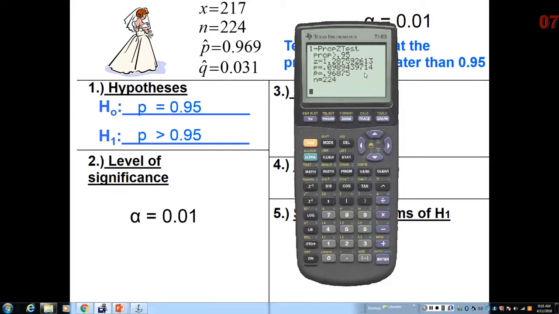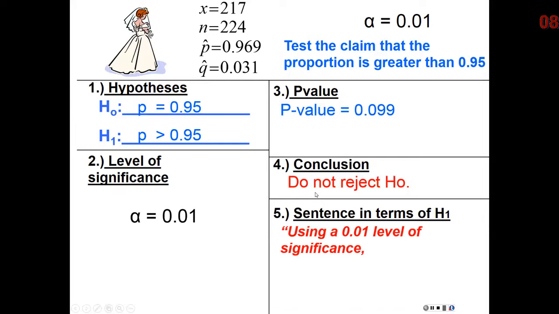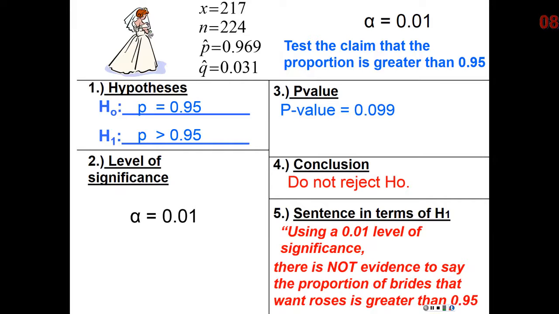Okay, so the p-value is 0.09, which is greater than 0.01. So you fail to reject the null hypothesis. You do not have enough evidence to say that the proportion of brides who want roses is greater than 95%. So any questions on that?